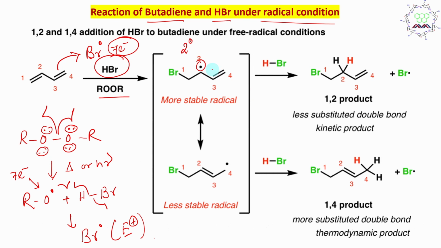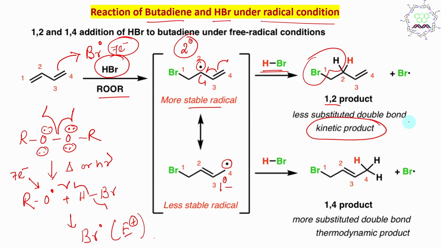Now it can undergo resonance. You may think like that, sir, it can come here, it can open, and this will come. So there is a double bond here. By the way, this is a primary radical, this is a secondary radical. This secondary radical is comparatively more stable. It can react with HBr and produce this 1,2 product, meaning this is the addition, and it is your KCP or kinetic control product.